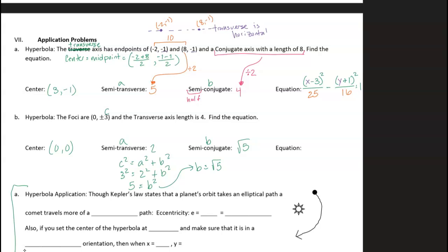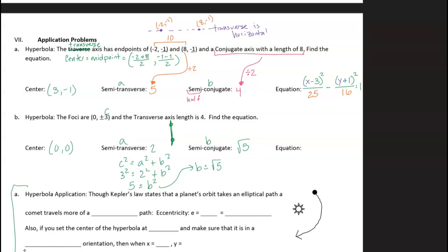So we know our center, we know our semi-transverse, our A, and we know our B. Now the question is, is this a horizontal or a vertical hyperbola? If we look, our foci, which are on our transverse, are added and subtracted the 3 from the K value, meaning that no matter what, our H value is 0 for that transverse. So our transverse is vertical, and our foci are points on that vertical line.